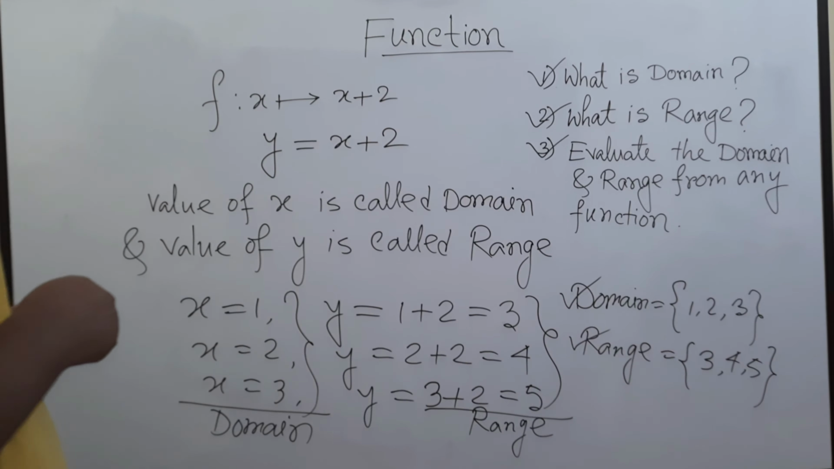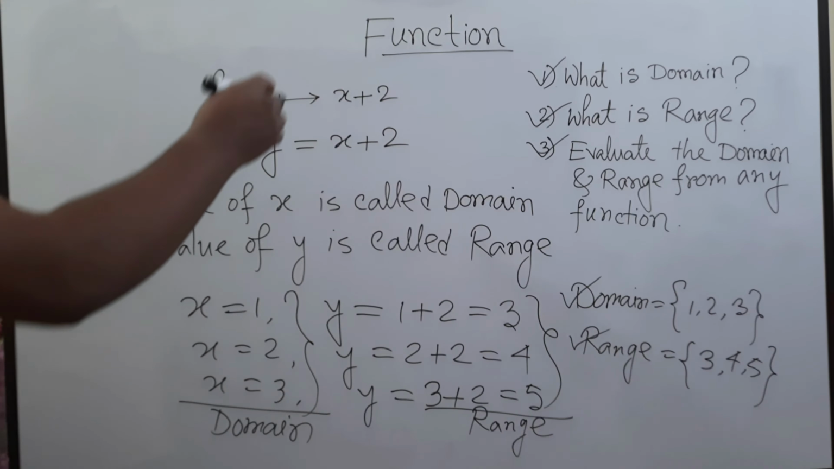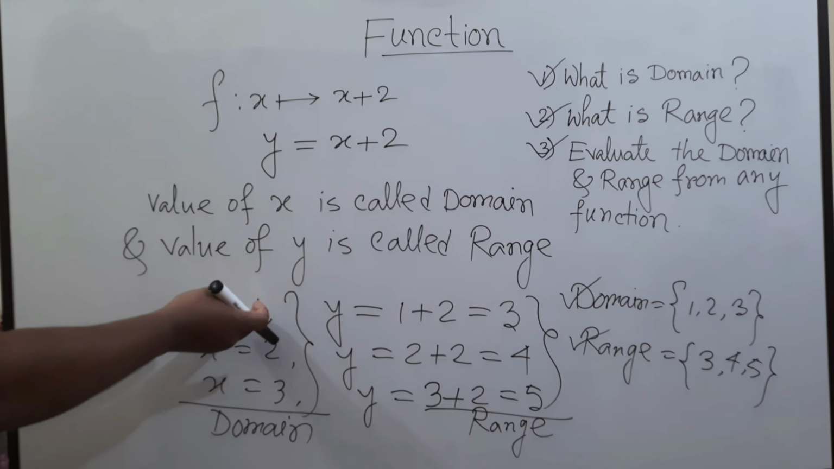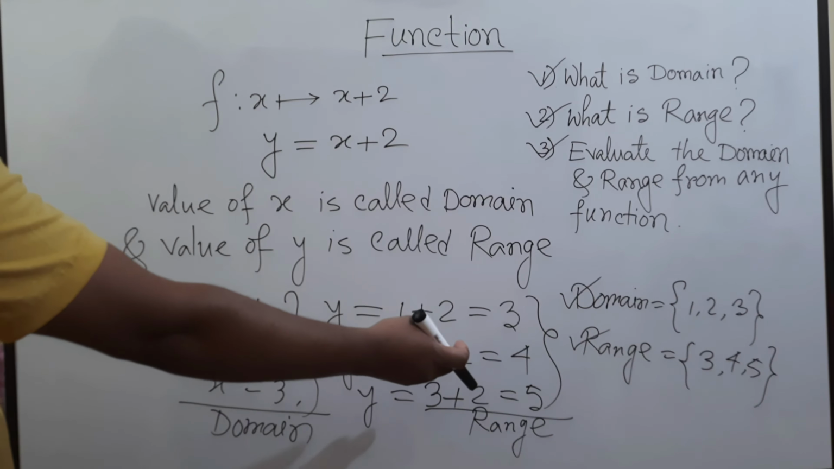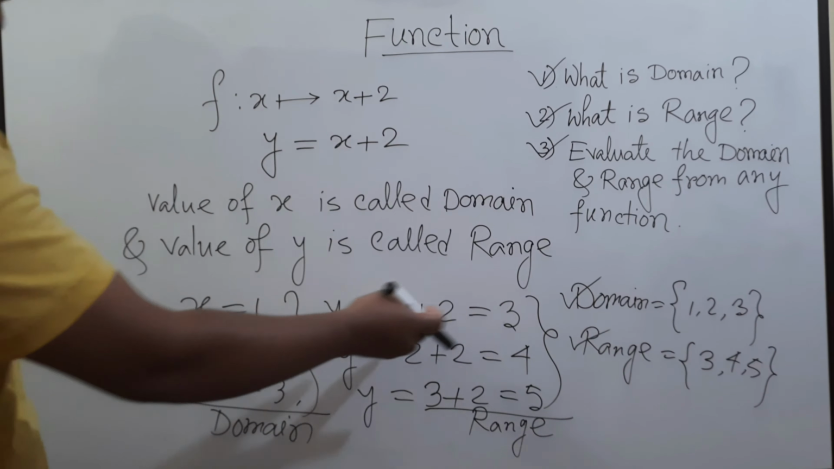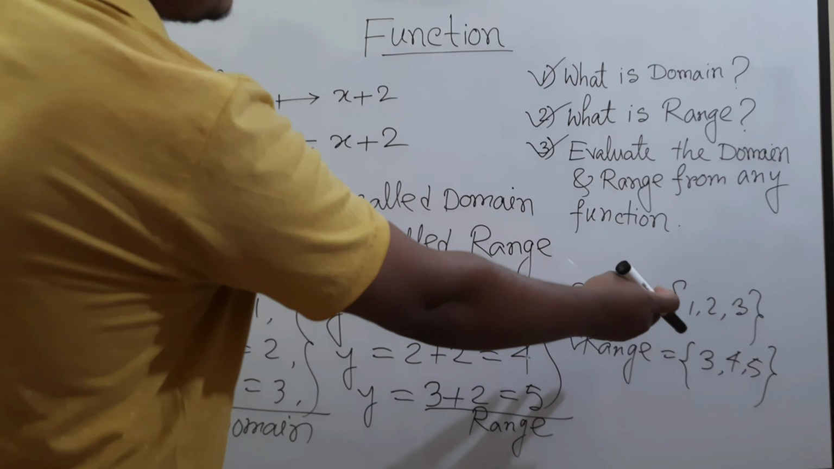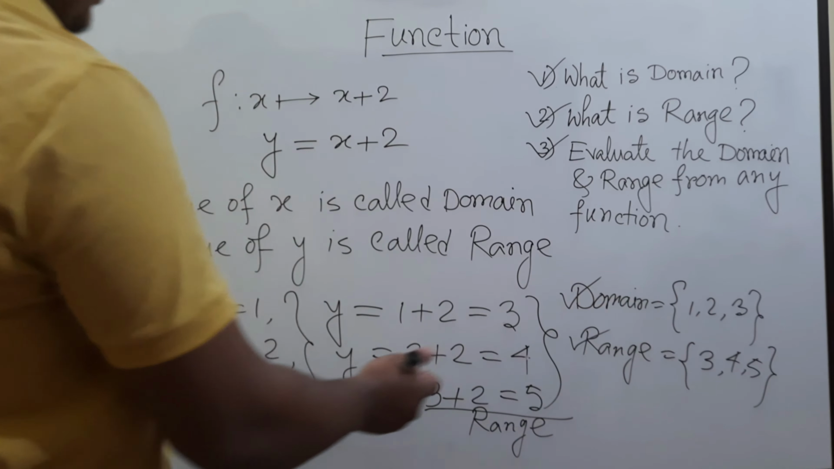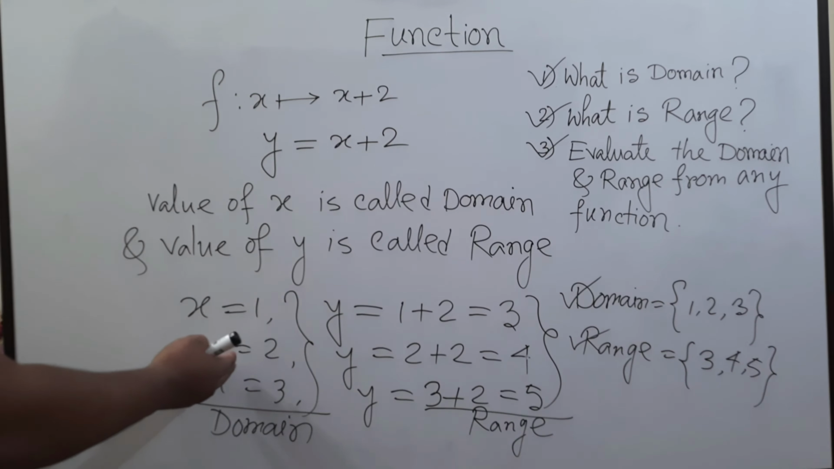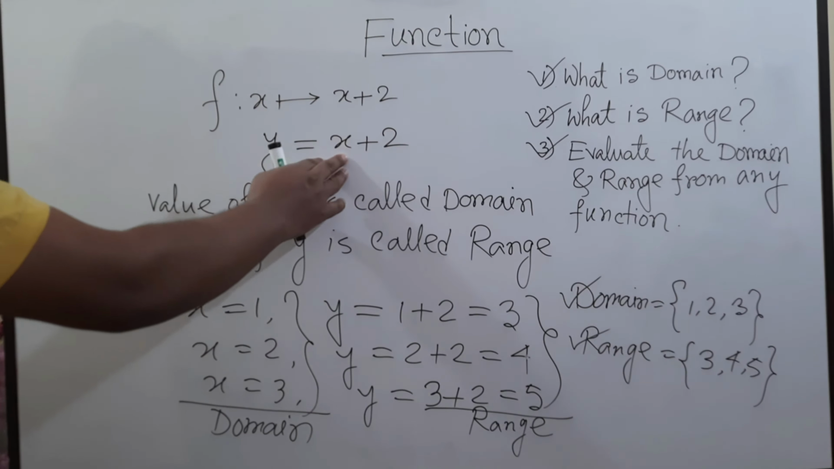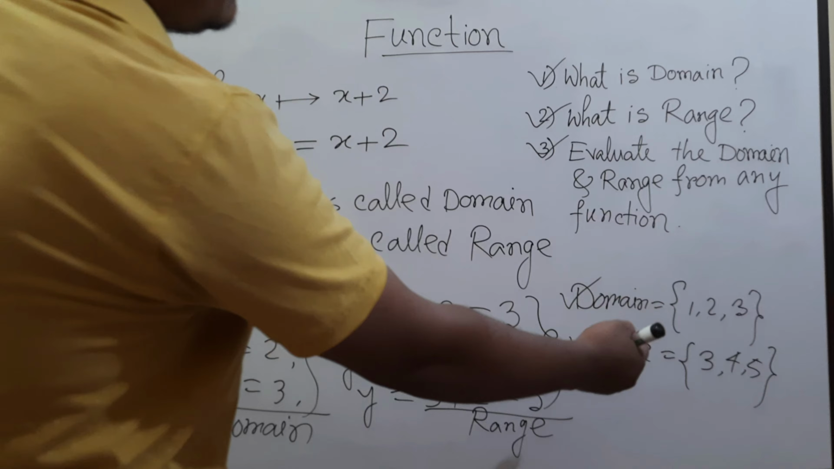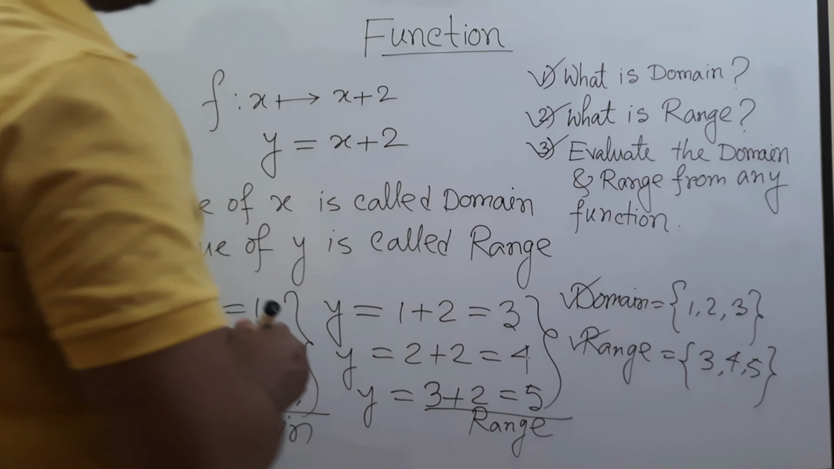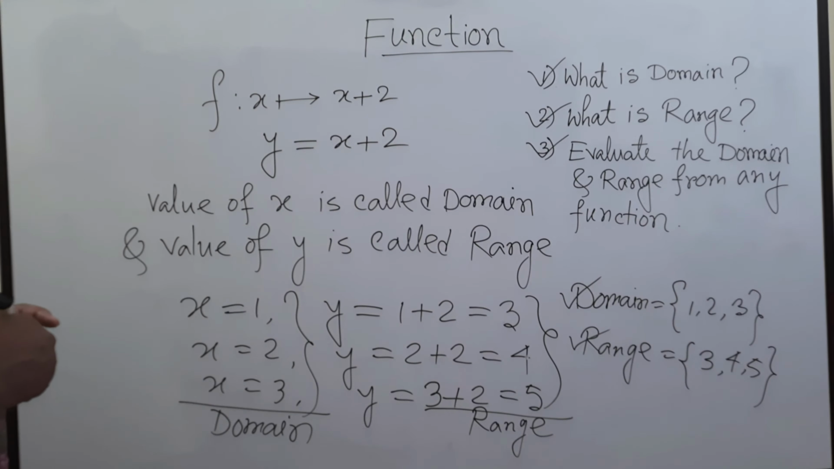So you can input any value as a value of x and then we'll get the output, which is the value of y. So domain is the value of x, that is, the input is called the domain of a function, and after putting this value in this function, we'll get the range, and that's the value of y. So this is the domain and range of a function.